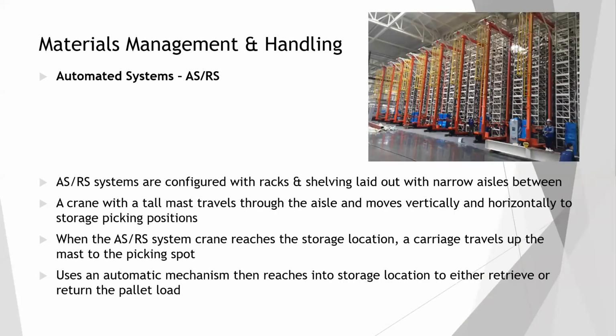ASRS systems are configured with racks and shelving that are laid out with very narrow aisles in between. A crane with a really tall mast travels through the aisles and moves vertically and horizontally to the storage picking positions. When the crane reaches the correct storage location, a little carriage travels up that mast to the picking spot, and then it uses some sort of automatic mechanism to reach into the storage locations to either retrieve or return the item.